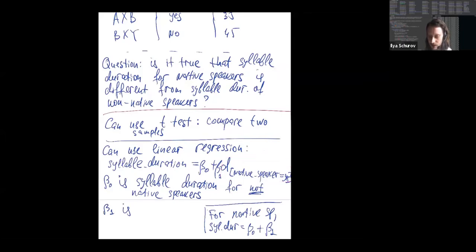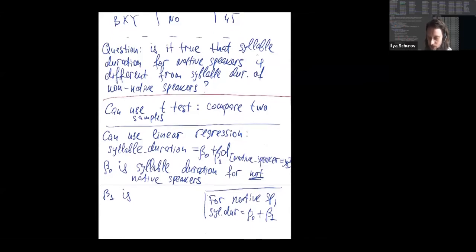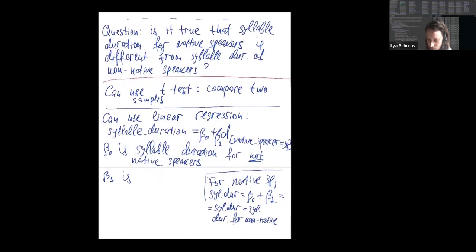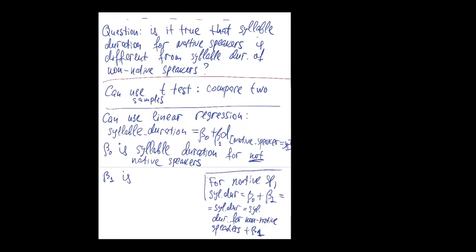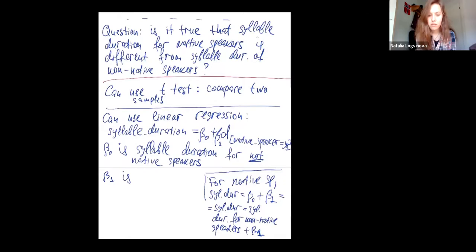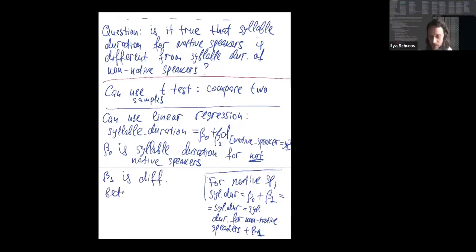So in this case, how can we interpret beta one? Actually, as you said, syllable duration in this case for native speakers is equal to syllable duration for non-native speakers plus beta one. So what is beta one? How can we interpret beta one? Difference between. Yes, the difference between native speakers and non-native speakers.